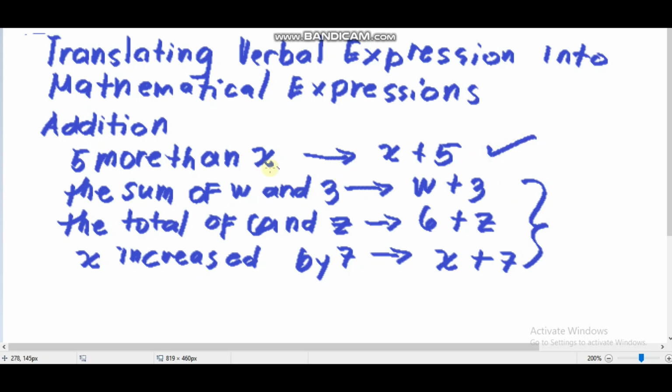Just be careful. Whenever it says more than, like X plus 5. Anyway, if it's addition, it is somehow the same, because 5 plus x is x plus 5. So we will just stick with x plus 5. So, that is for addition.